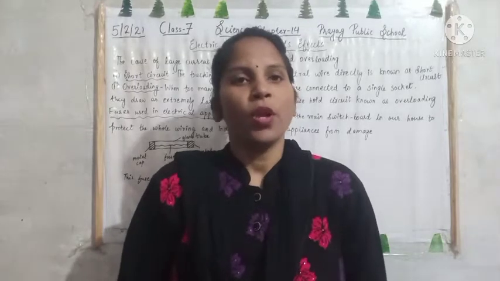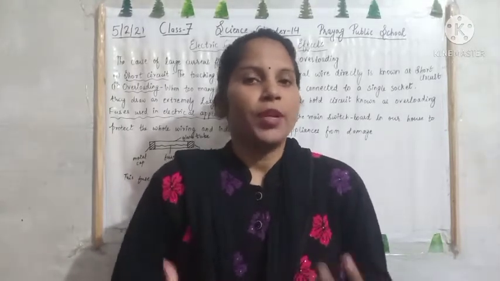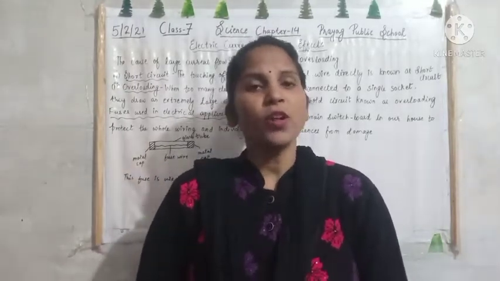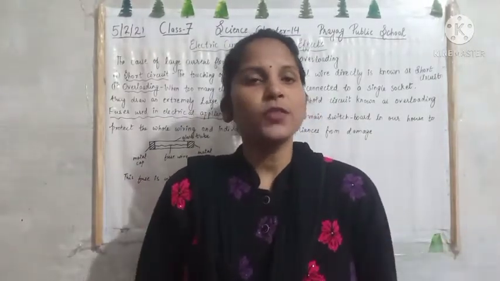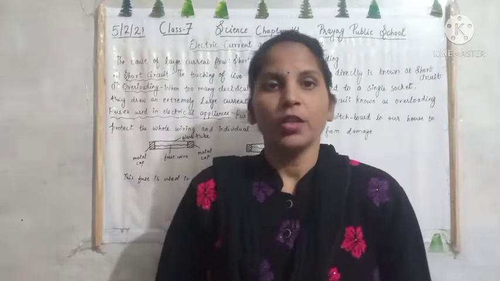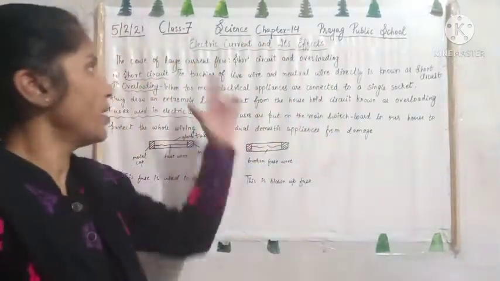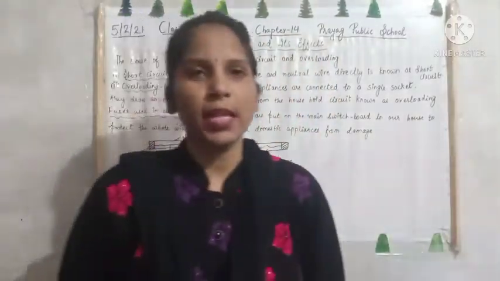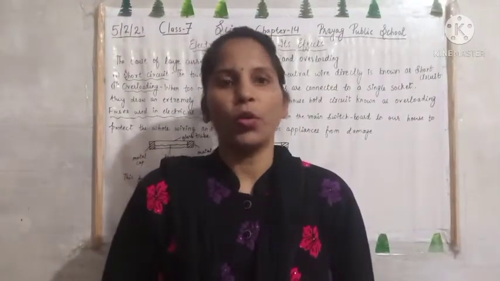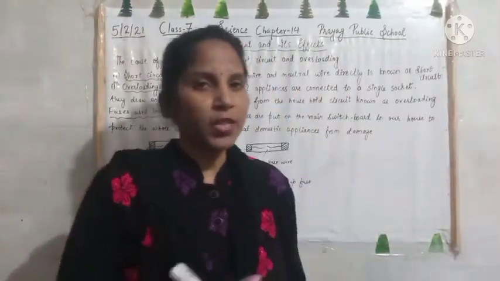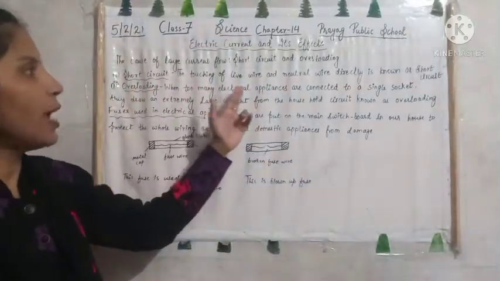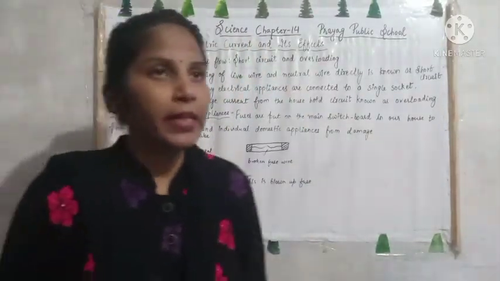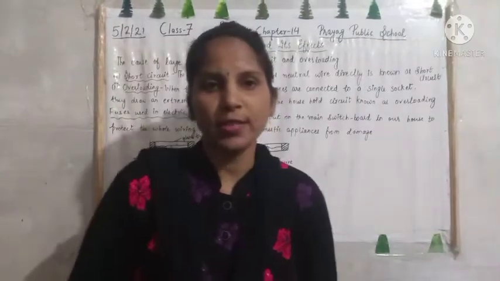Now we will be proceeding towards our next topic, that is the cause of excessive flow of current. What are the causes for the excessive flow of current? There are two causes. The first one is short circuit and the second one is overloading. So what happens in short circuit? The touching of live wire and neutral wire directly is known as short circuit.